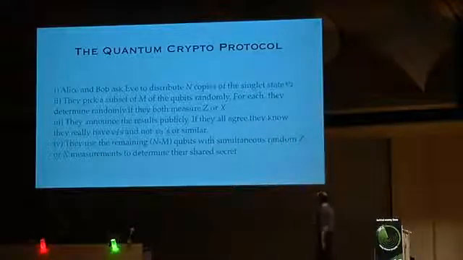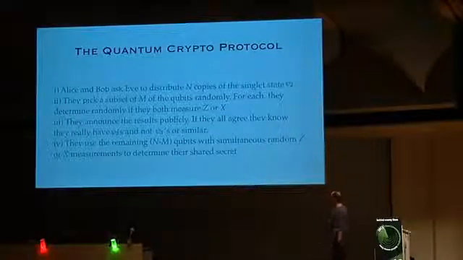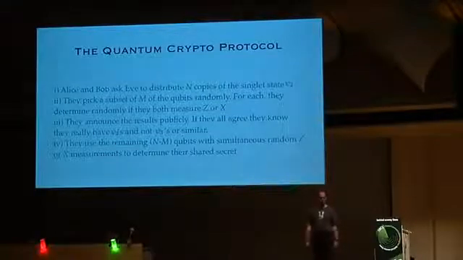If they agree, they know they really have psi2s and not the ones with the third copy. Then they can use the remaining qubits and do the measurement, both x or both z, without announcing the result, as their shared key and run their classical one-time pad crypto protocol on this. Okay, so that is important.